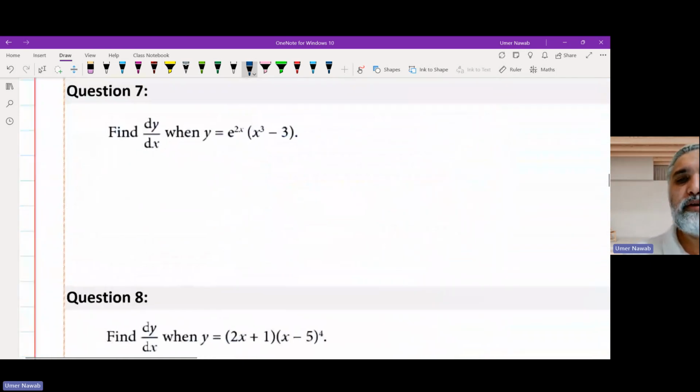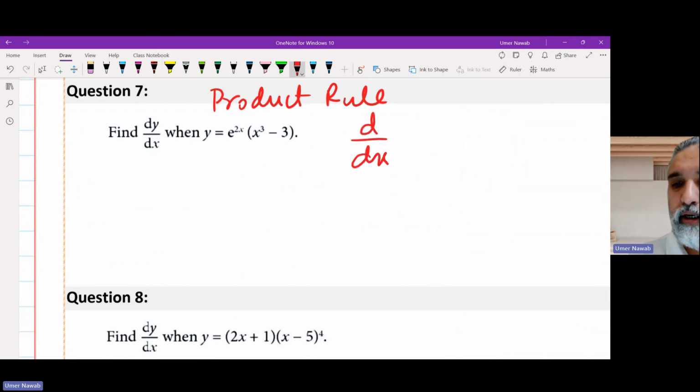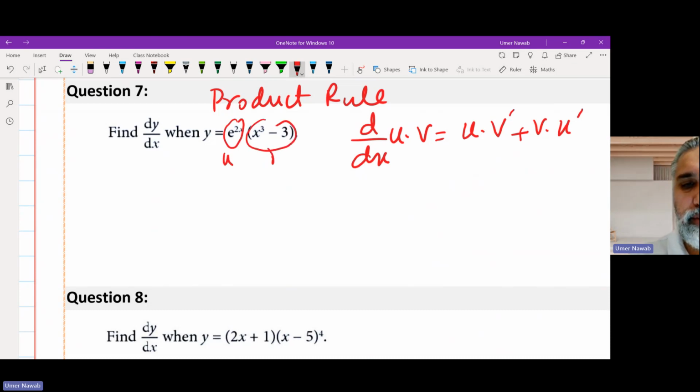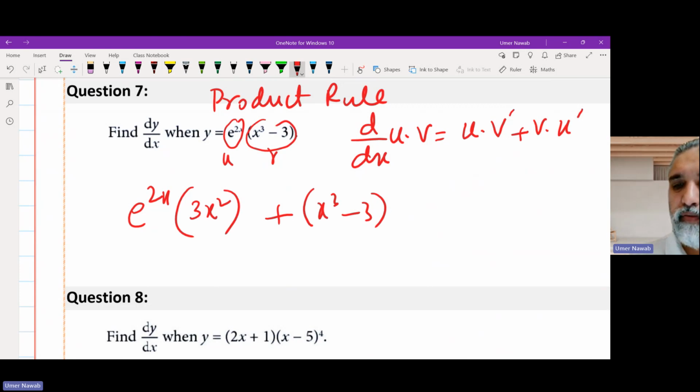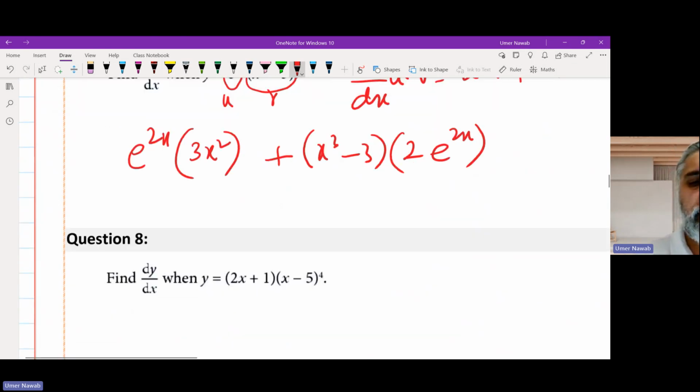So now I'm done. So we need to do now the product rule of differentiation, which we learned: uv. What is that? u as it is v dash plus v as it is u dash. Here, this is u and this is v. I leave e^2x as it is. Derivative of x cubed minus 3 is 3x squared. Then I leave x cubed minus 3. What is the derivative of e^2x, which is 2e^2x? If you want to open the brackets, it's allowed. You can do the expansion.